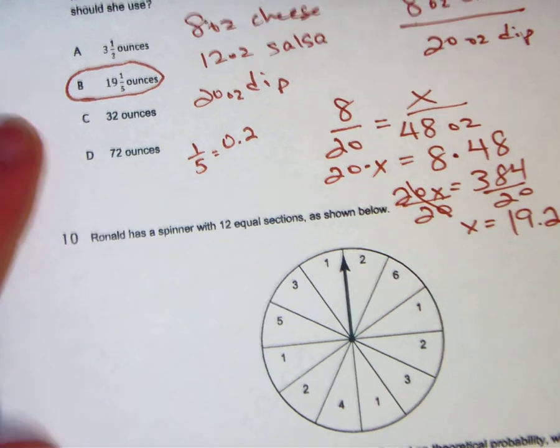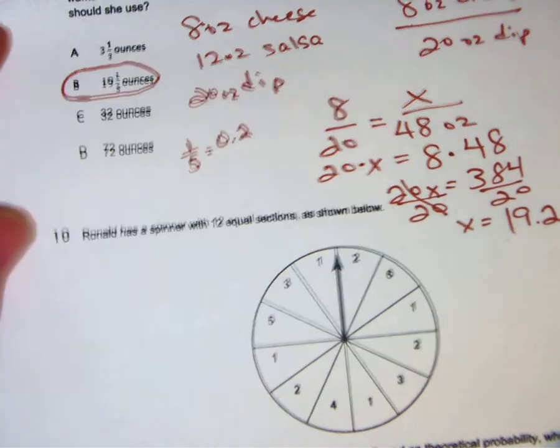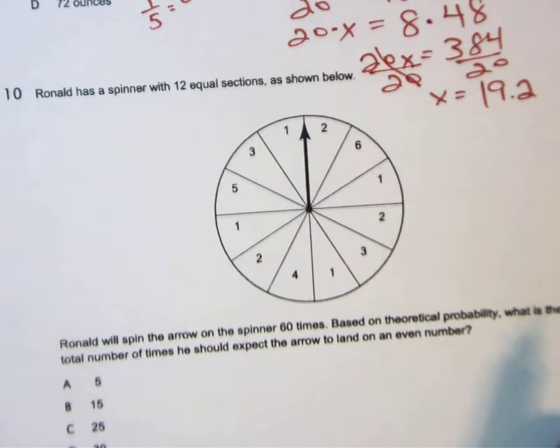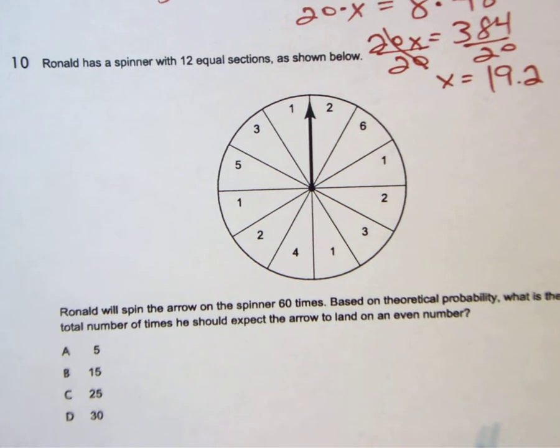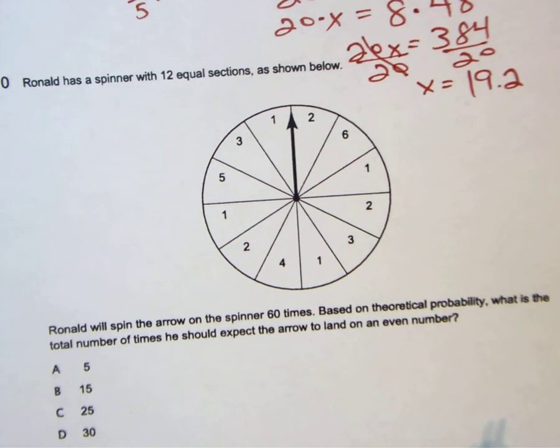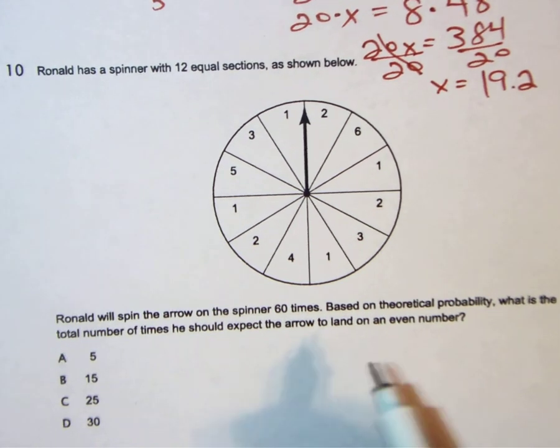Okay, we're going to look at practice test number 10. And on number 10, it says Ronald has a spinner. Get this all up and ready. Okay, it says Ronald has a spinner with 12 equal sections as shown below. And Ronald will spin this arrow on the spinner 60 times.